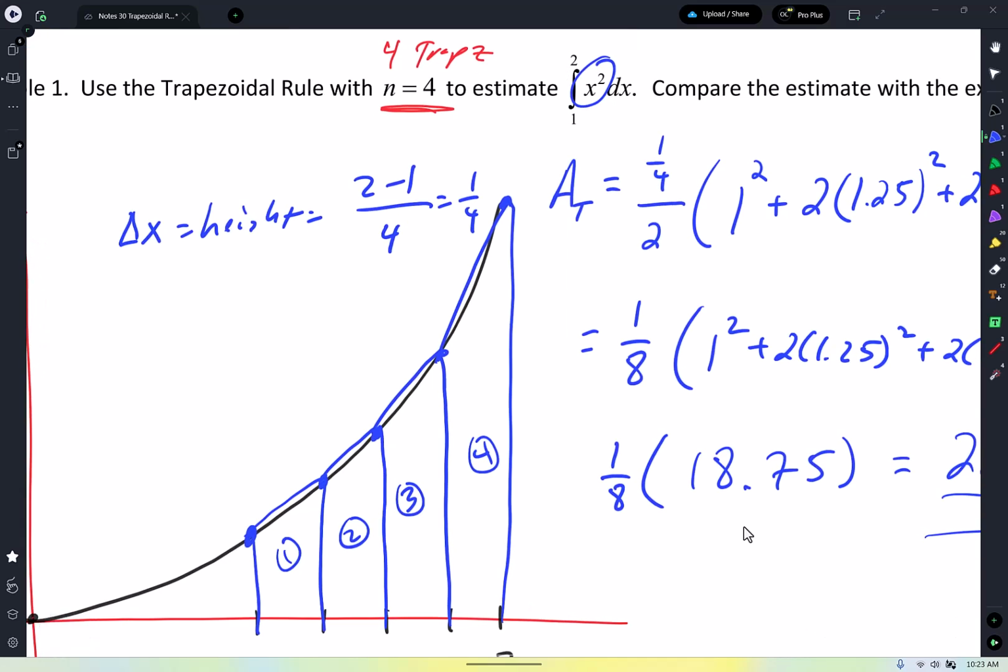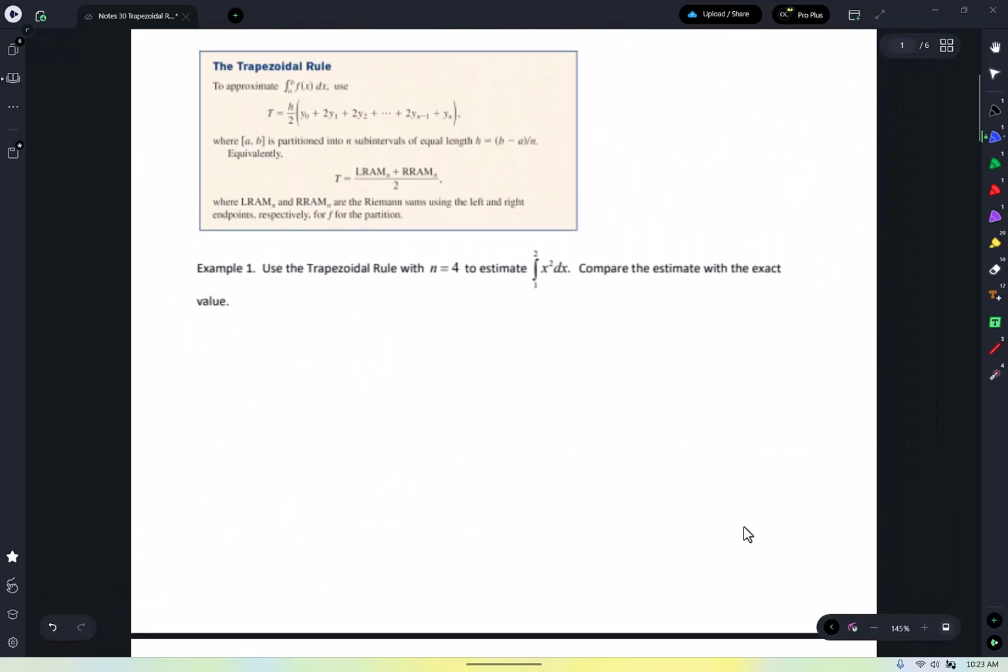If you look at your trapezoids, is this an overestimate or an underestimate? Overestimate. Because why do you suppose that is? Is it because it's increasing? Is it because it's concave?